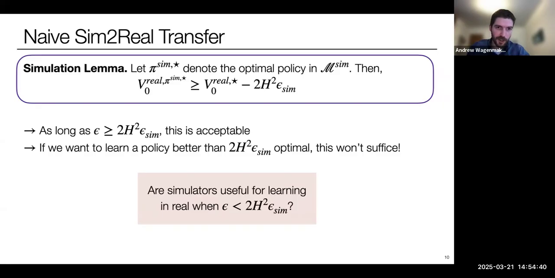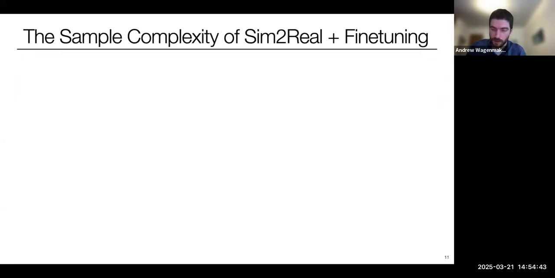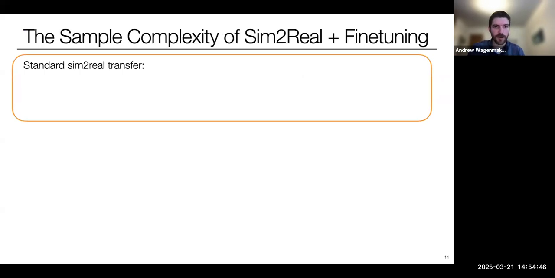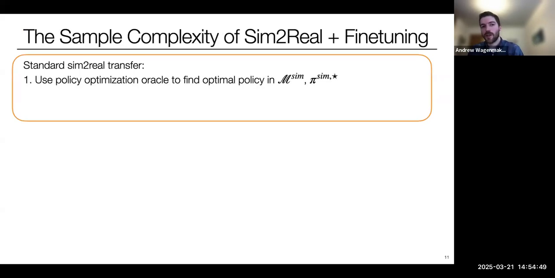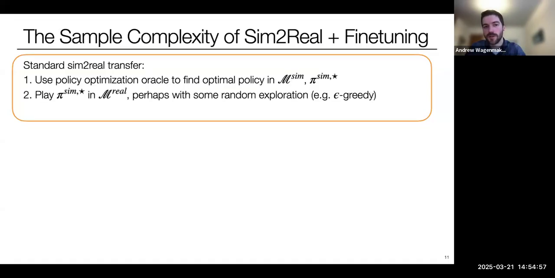Okay, and so for that setting, let's first think about the simple, naive sim to real transfer. What do we do for standard sim to real transfer? We'll take our policy optimization oracle, find a policy in sim that maximizes the reward we care about, and call that pi sim star. Then we'll play this policy in real, maybe augmented with some amount of random exploration, epsilon greedy, something of that flavor. And then we'll take the data we collect and try to improve sim in some way, whether fine-tuning it using our regression oracle, something like that. This sort of thing would work based on the last slide. It can learn at least an H squared epsilon sim optimal policy, but can it do better than that?